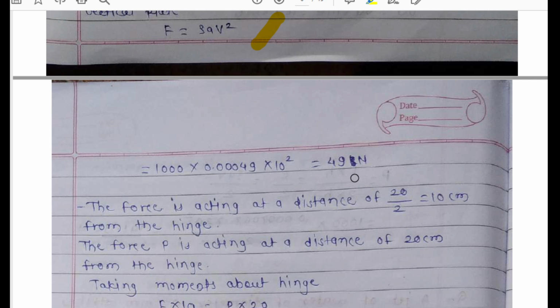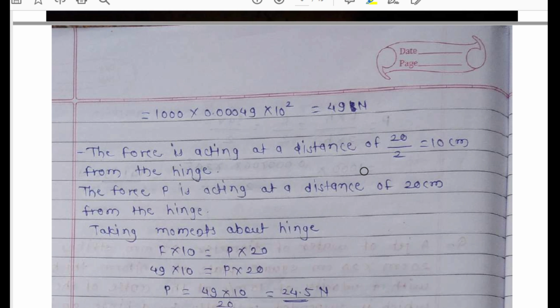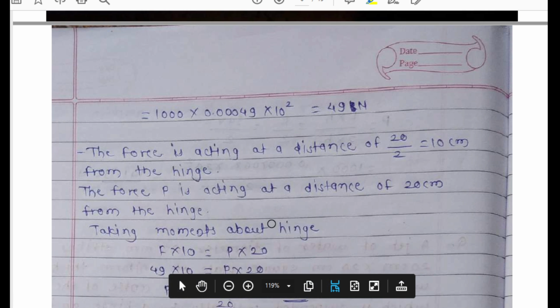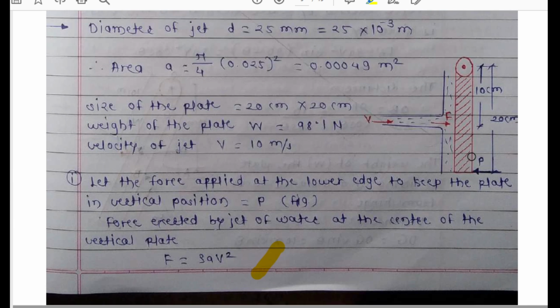You can get the value of F. F is 49 kilonewton. To equate this force, we have to take the moments of all the forces about the hinge. So first, Fn is acting at a distance of 10 centimeters, that is half of your height.